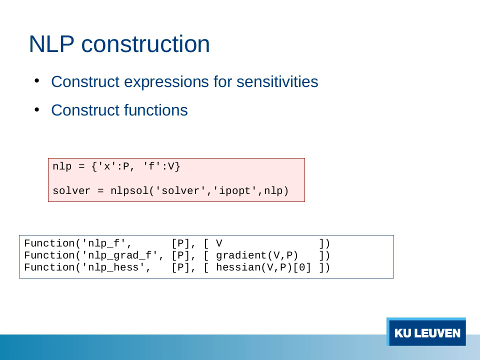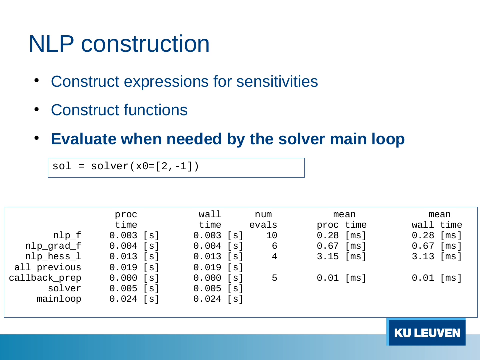Let's look at NLPs again. What is really happening if we construct an NLP solver? Well, in the background, you're creating expressions for sensitivities and constructing functions out of them. So in this example, we have the objective, we have the gradient of the objective, and we have a Hessian. And it's really these functions that will be called numerically by the backend, by IPOpt in this case. And you see the evidence for this in the printout of the timing. You see how many calls there were to the NLP functions, the helper functions.